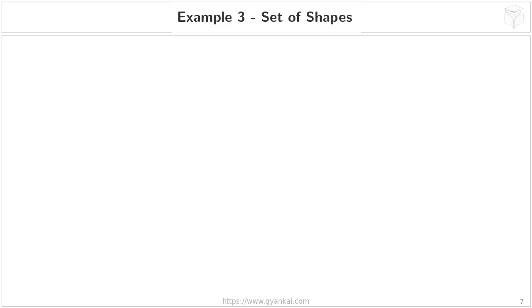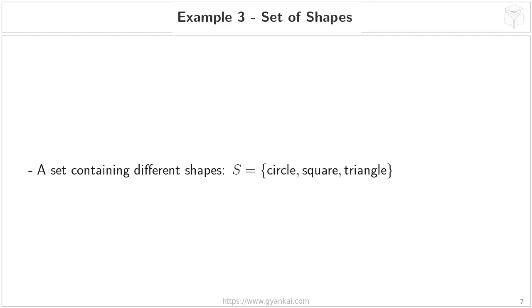Example 3, set of shapes. Let's move on to another example. This slide shows us that the elements of a set don't have to be numbers. Here we have a set, denoted by the capital letter S. It contains different shapes, and we write it as S equals open curly brace, circle, comma, square, comma, triangle, close curly brace. So, we're listing the elements, circle, square, and triangle, inside the curly braces, separated by commas, just like we've practiced.